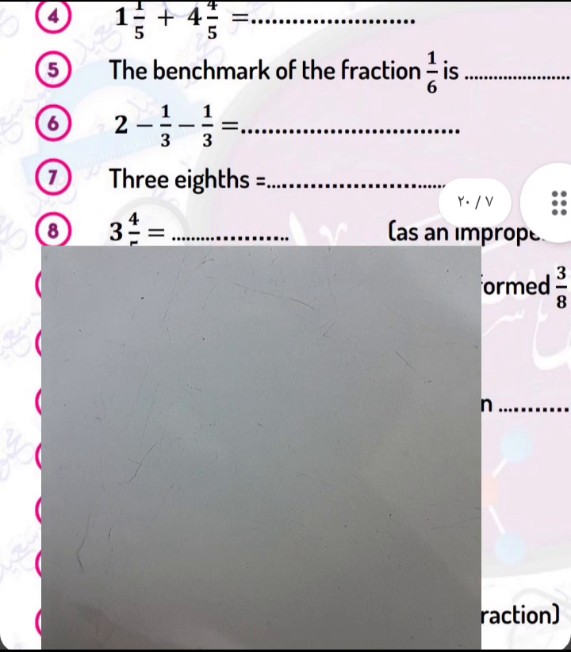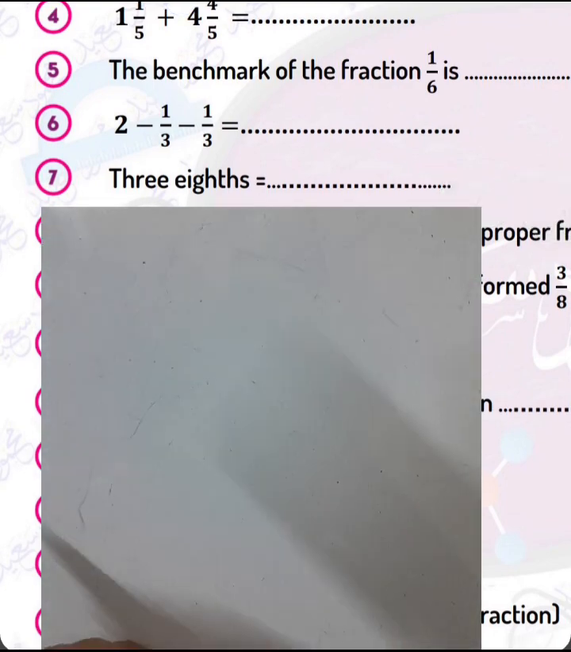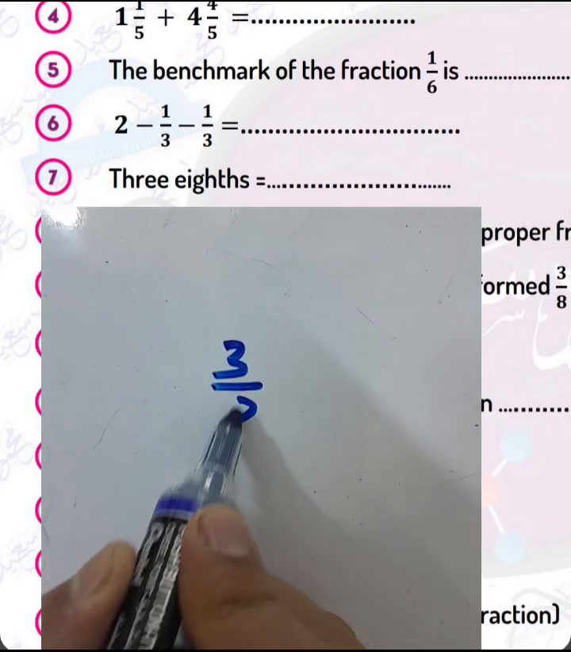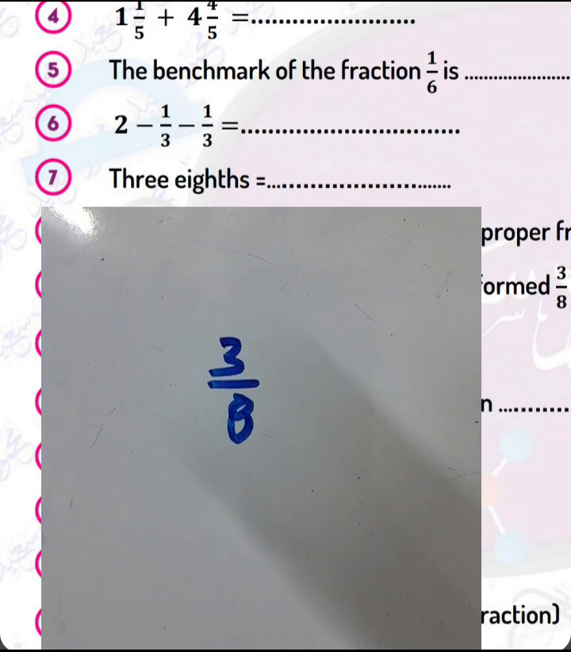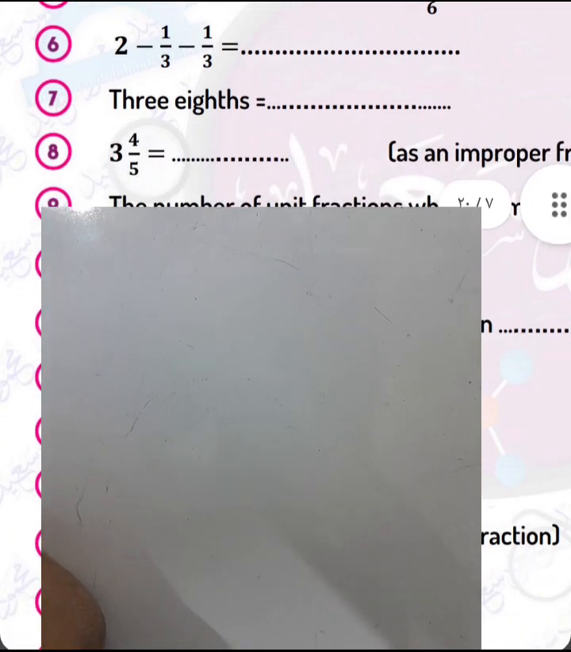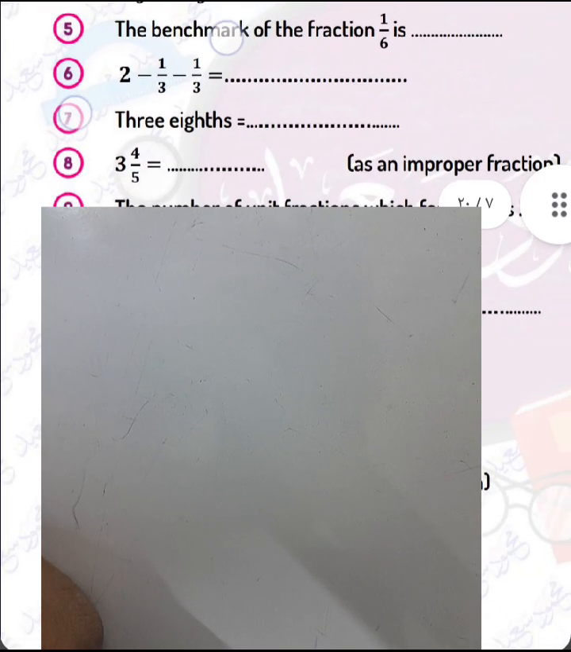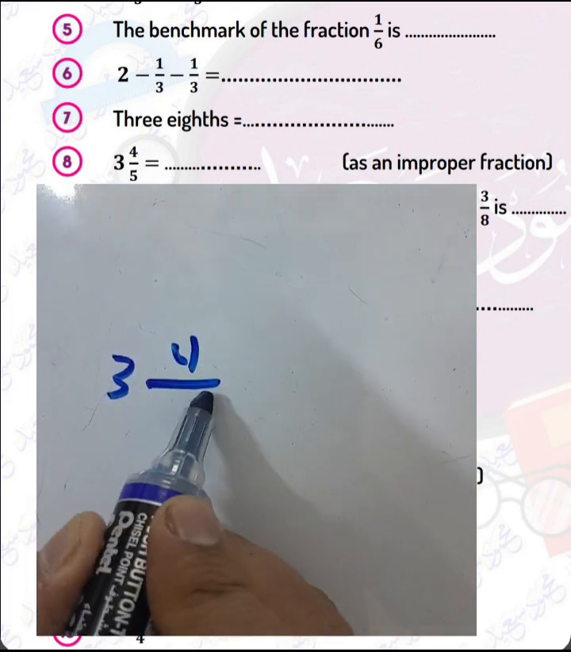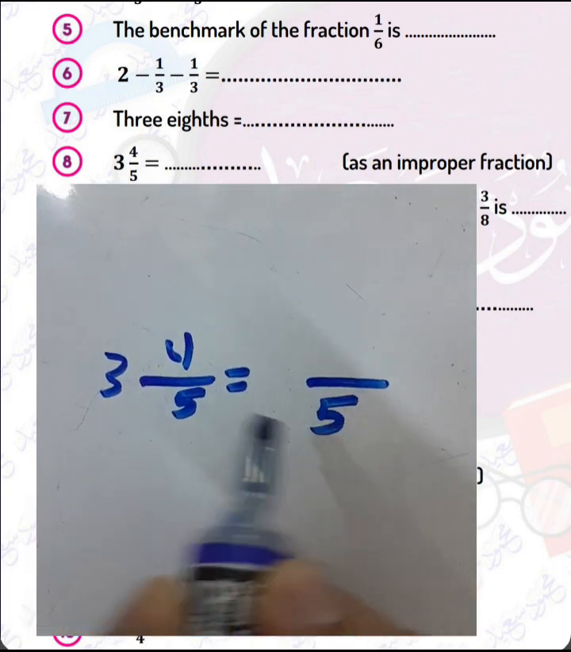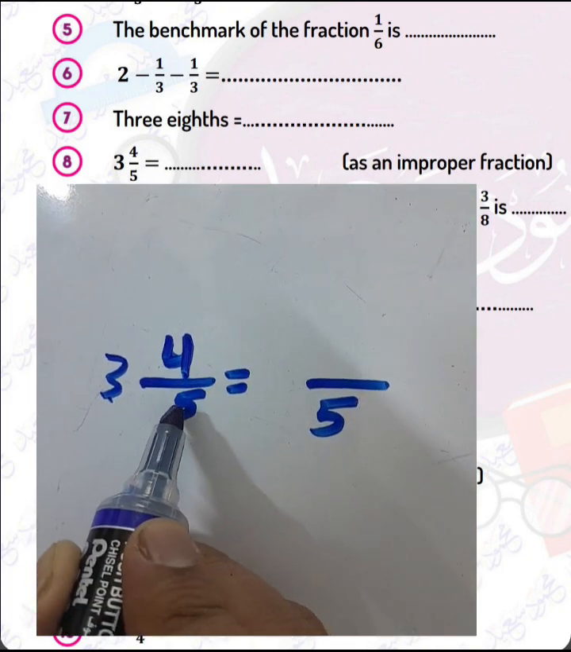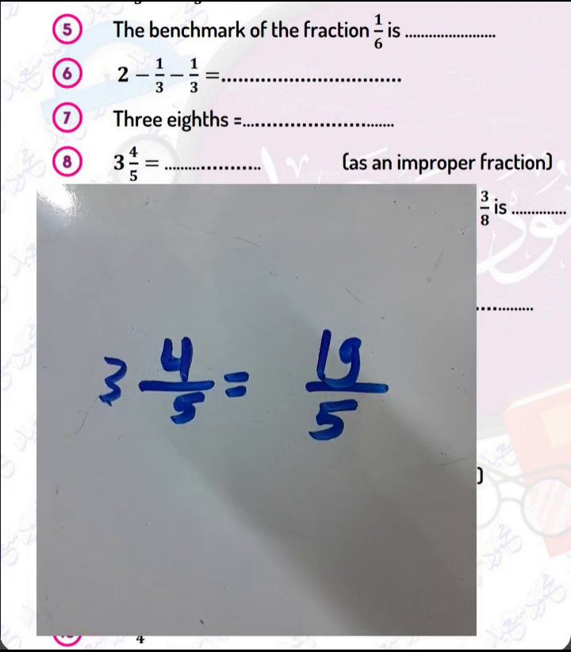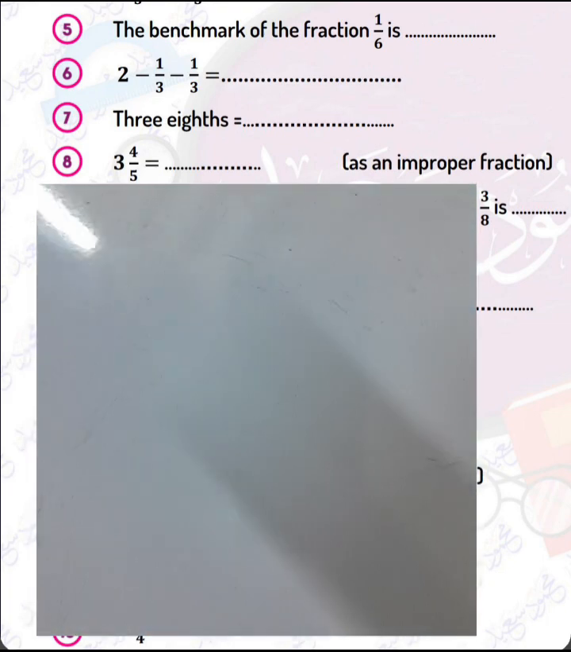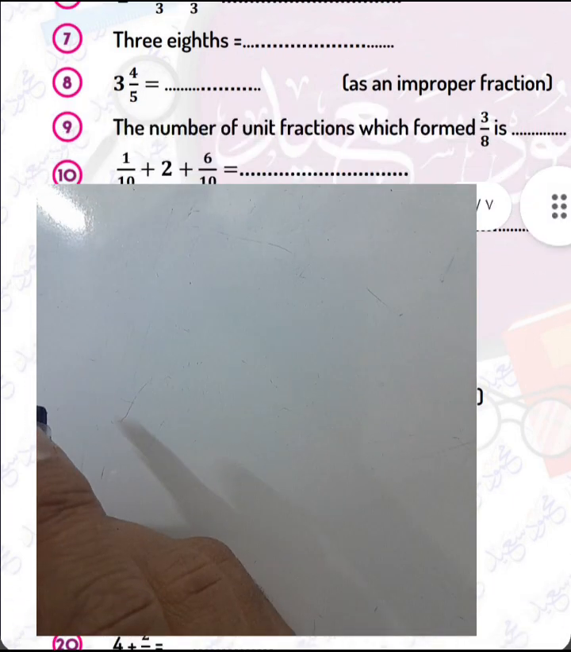Next example, 3 over 8. Question 8: 3 and 4 over 5 as an improper fraction. We have a mixed number, so write 5 in the denominator. 3 times 5 is 15, 15 plus 4 will be 19. We can write 19 over 5 as an improper fraction.